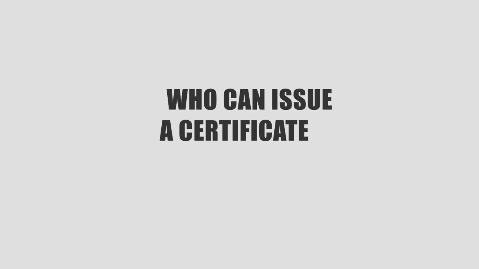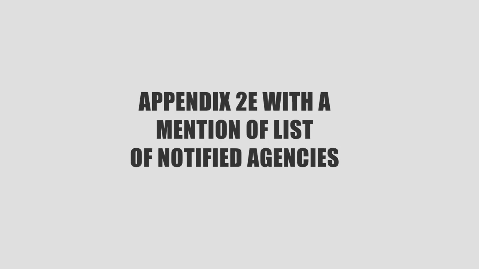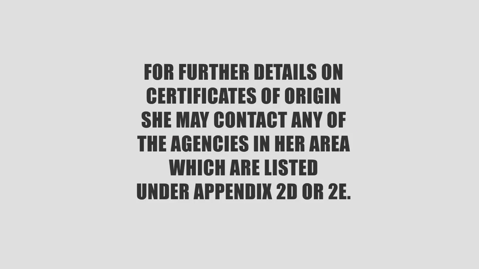Who can issue a certificate of origin non-preferential? List of notified agencies is provided in Appendix 2E. In addition, agencies authorized to issue preferential COO may also issue non-preferential COO. NICU may read through paragraphs under 2.10 of the Handbook of Procedures for more details on them. For further details on certificates of origin, she may contact any of the agencies in her area which are listed under Appendix 2D or 2E.